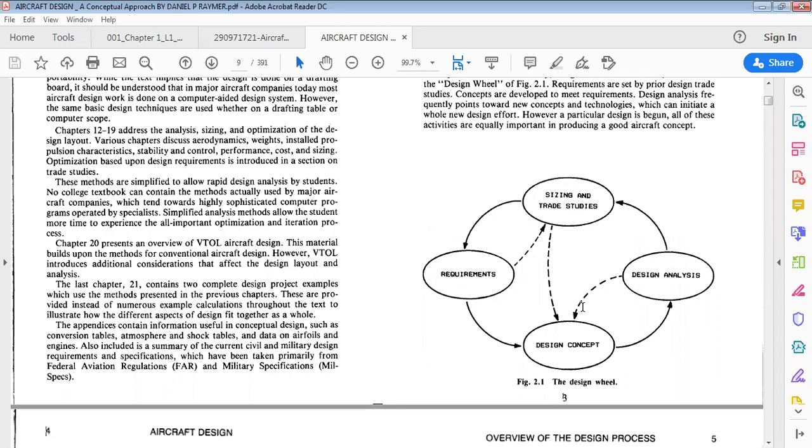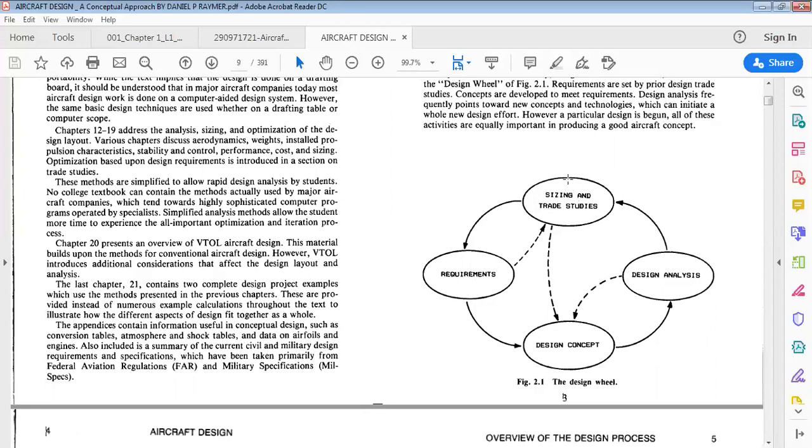Once the design concept is ready, we will analyze that design. Will it work, how will it look like, what are the pros and cons and everything. We analyze the design. Next we are going for sizing and trade studies. So you can look here, the requirements. Next you are going for a design concept. Next you are going for a design analysis, sizing and trade studies. In requirements, I'll show you how you are going to take up the design concept and design analysis, sizing and trade studies.